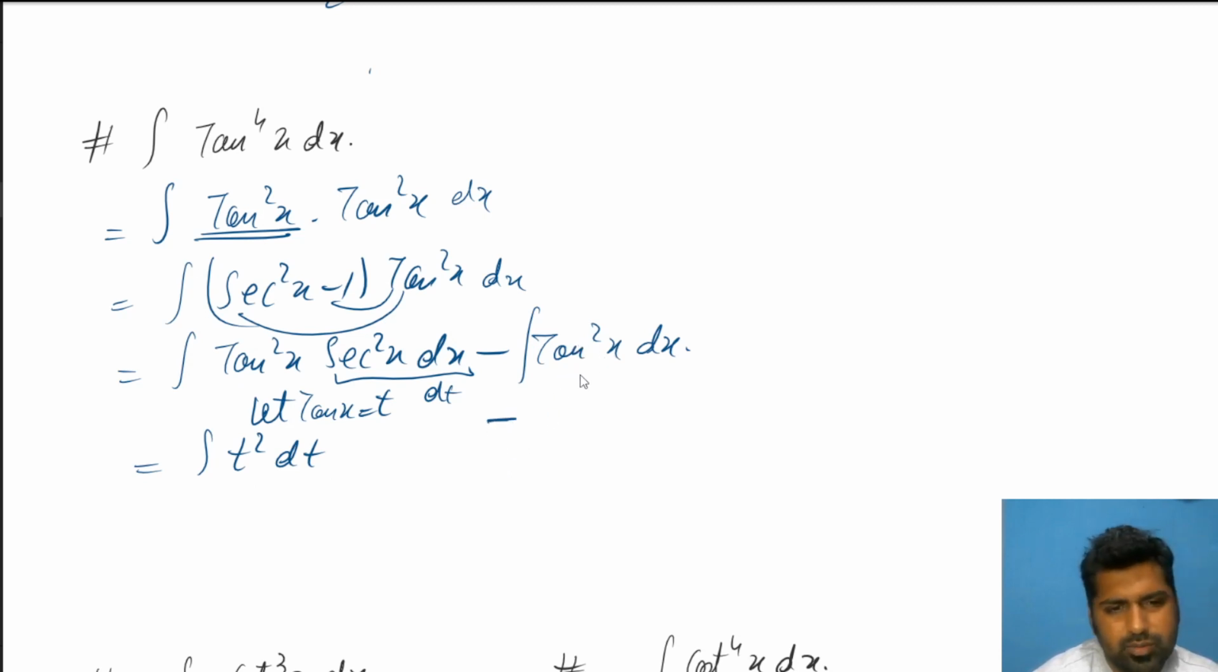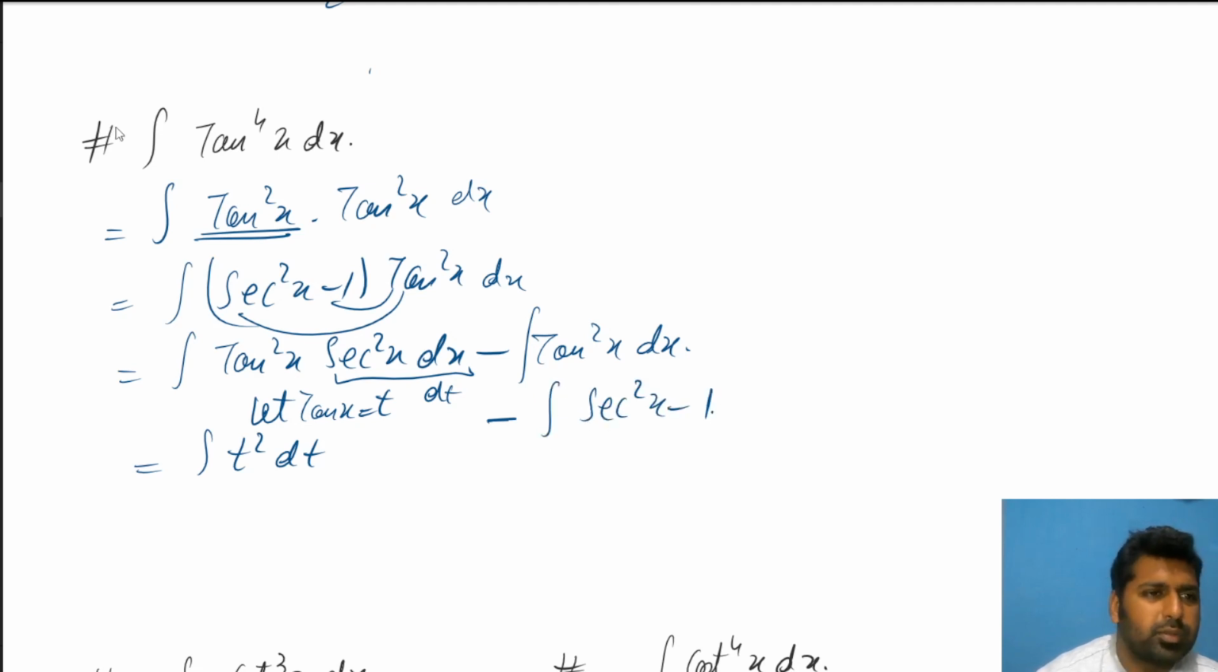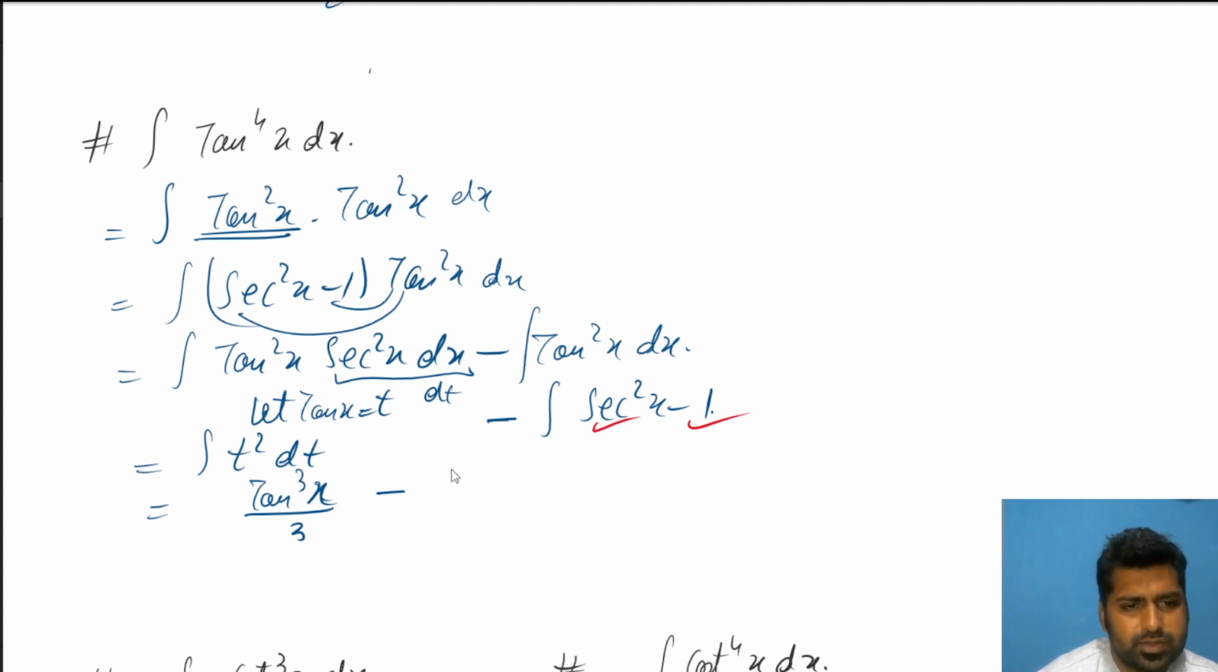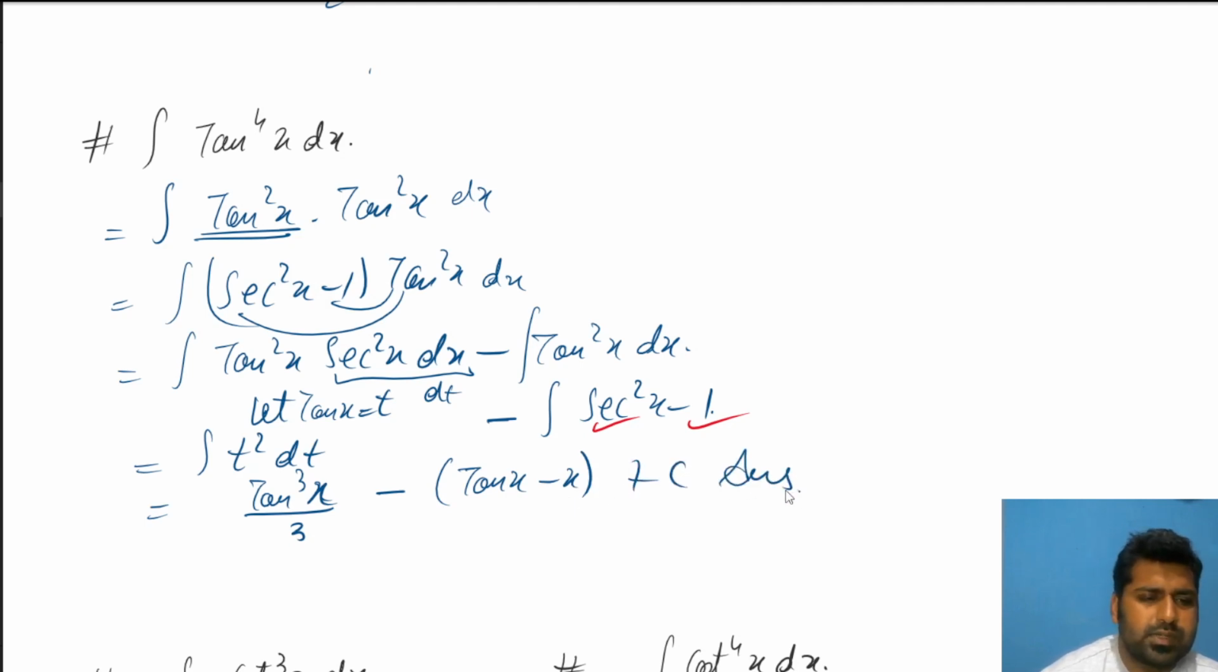So come to the basics. This was already discussed in the questions of basic integration, that you convert this into something which can be integrated. It can be written as sec square x minus 1. Again, the property, and you can integrate sec square, you can integrate 1 also. So this becomes integration of t square, which is t cube by 3. So tan cube x by 3 minus integration of sec square, which is tan x, minus x plus c. That's your answer.